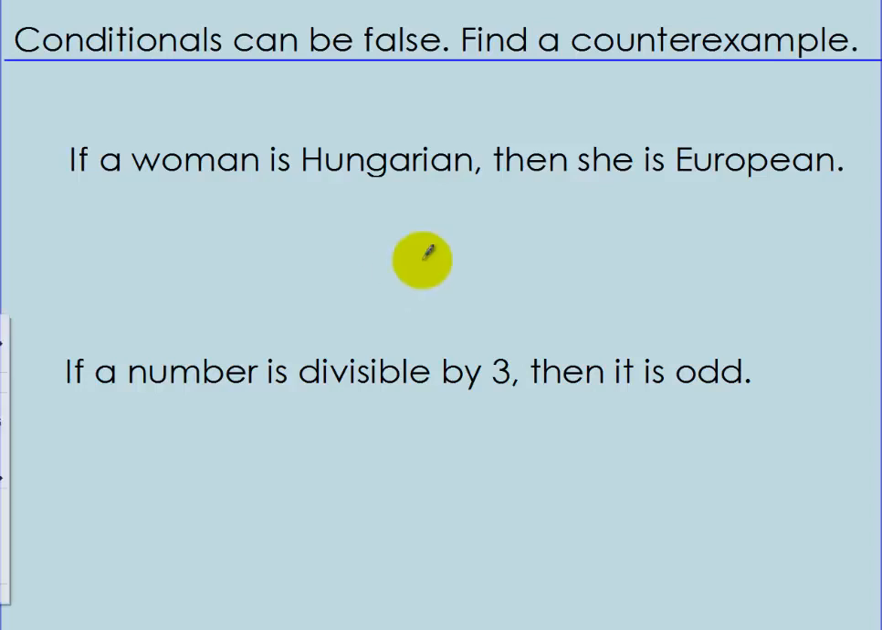So if a woman is Hungarian, then she is European. Is this true or false? Well, this is actually true. Because if you're Hungarian, then you are from Europe, so therefore you are European. So that is definitely true.